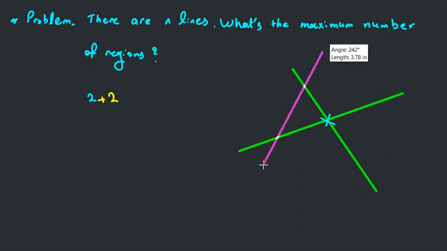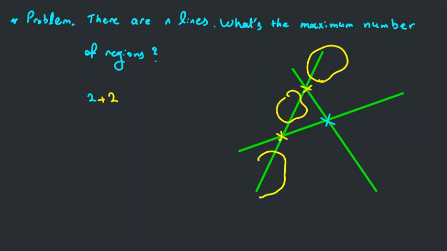Then, if we consider the third line, as you can see, it has two intersections. So it passes through how many regions? 1, 2, 3. So it adds 1 for each region it passes through. When it passes through a region, it divides that region into two parts. So 1 changes to 2, so plus 1 for each region. Plus 1, plus 1, plus 1, so plus 3.